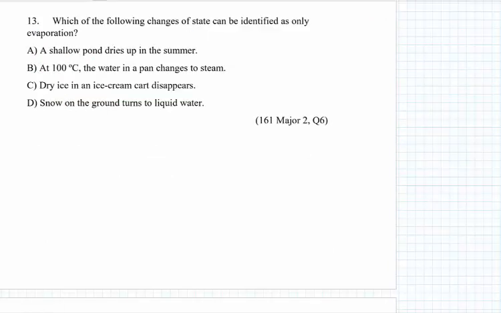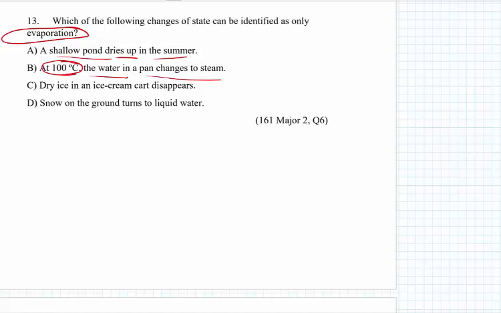Which of the following changes of state can be identified as only evaporation? So evaporation is the change from liquid into gas, but under the temperature of the boiling. A shallow pond dries up in the summer. At 100 degrees Celsius, the water in a pan changes to steam. 100 degrees Celsius, this is the boiling point, so that's vaporization, not evaporation.